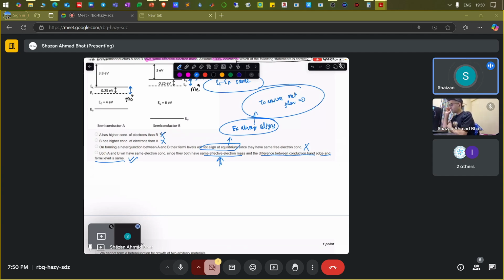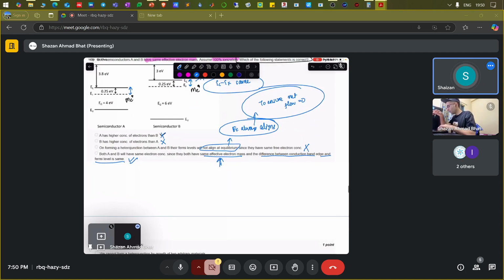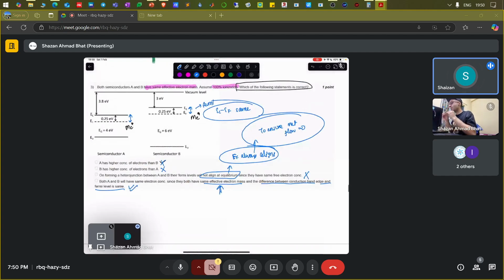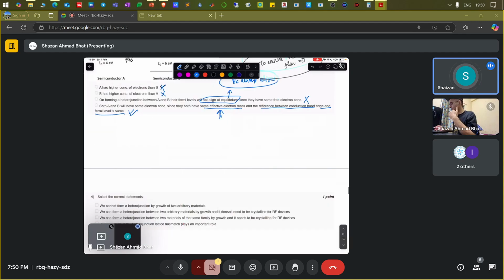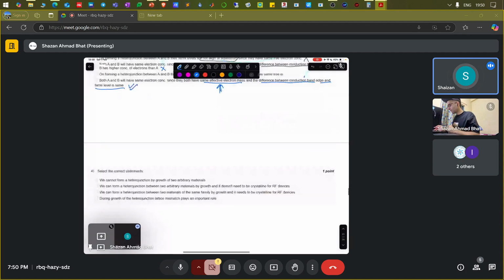Now, how does the effective mass play a role in having a different number of electrons? That is something very interesting to look into, and maybe we will discuss that in the next lecture because we are running short of time. But the difference in the Fermi levels, or the Fermi potential, is the same on both sides. That is, the Fermi level is at the same level on both sides. That indicates that you have an equal concentration on both sides. So that is the answer to this question.